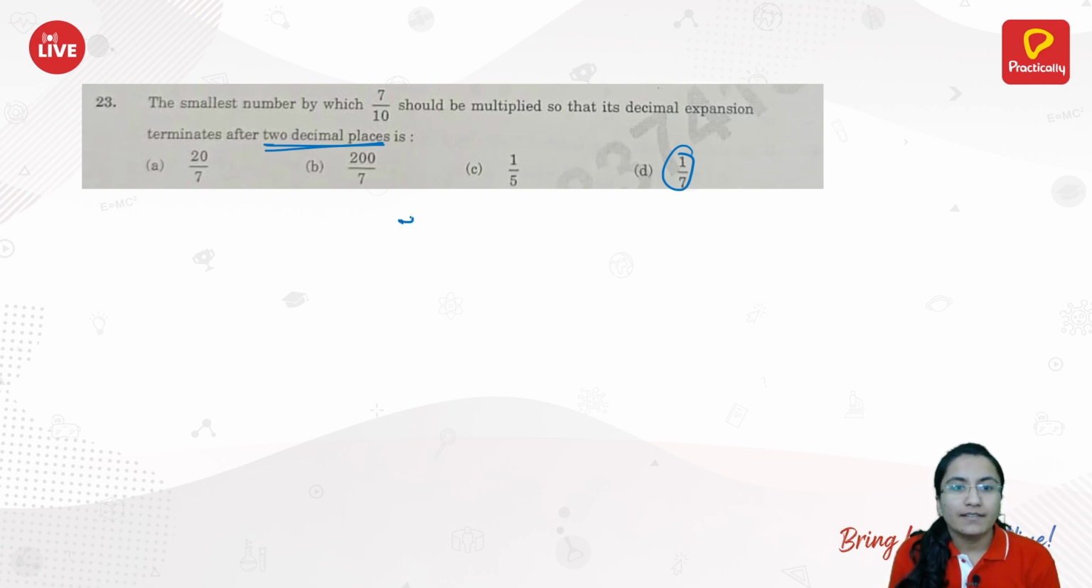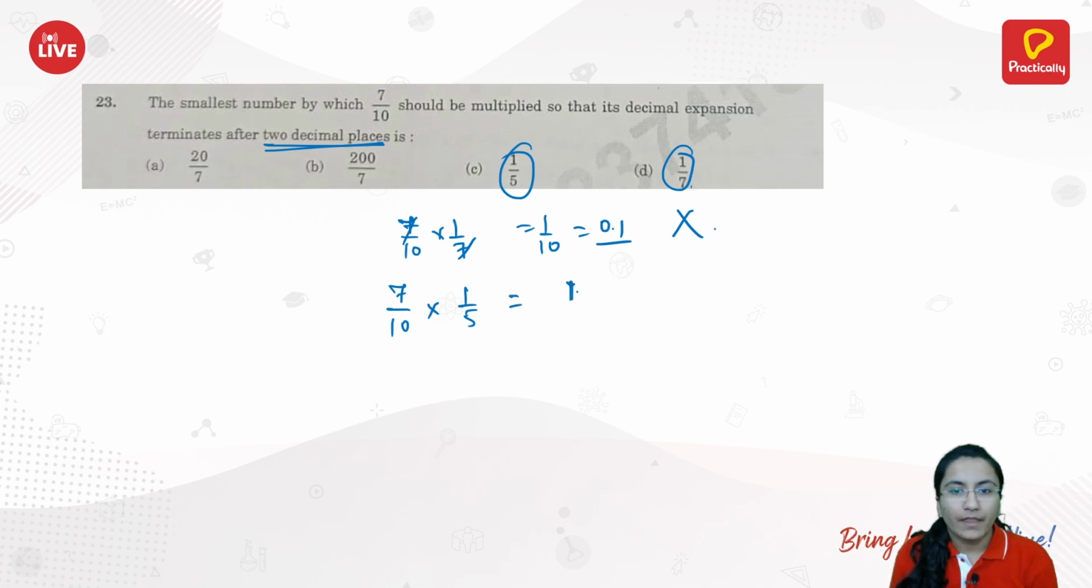So if we multiply 7 by 10 with 1 by 7, it would be 1 by 10, that is 0.1. It doesn't terminate after 2 decimal places, so this is not the appropriate answer. Next, go for 1 by 5. This is the number which is just greater than 1 by 7 and lesser than A and B option. So 7 by 10, when we multiply it with 1 by 5, you would get 14 by 100, that is 0.14. So this decimal expansion terminates after 2 decimal places. That's why option C is correct.